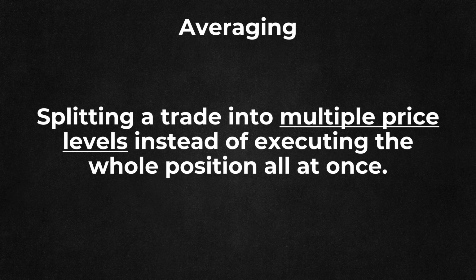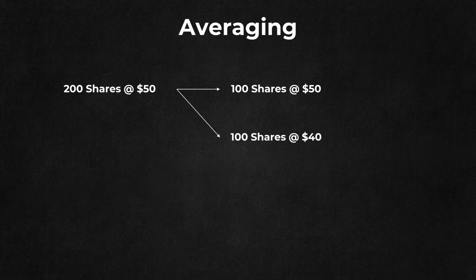For example, let's say you want to execute a trade of 200 shares. You have two alternatives. You can trade all 200 shares at the current price, or you can split this trade in order to alter the average entry price. For instance, let's say you execute 100 shares at $50 and the other 100 shares at $40. By doing that, you are lowering the average entry price of the position in this case.